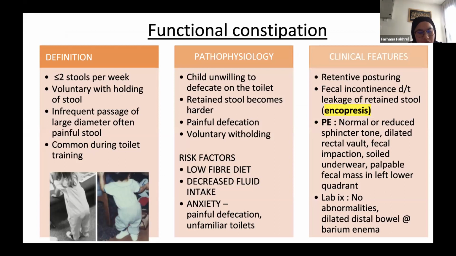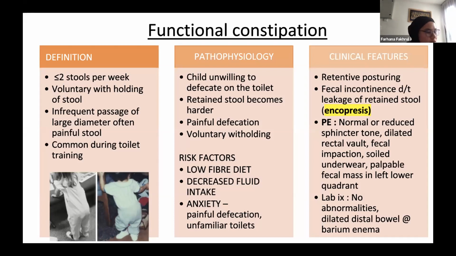So the risk factors are usually low fiber diet with a decrease in fluid intake, and also anxiety because the child is afraid to defecate because of the pain, and also some children don't like going to the toilet in unfamiliar places, for example. So the clinical features are retentive posturing. You can see on the photo on the left lower side, the children there try to control, they don't want to defecate at the time, so they have retentive posturing.